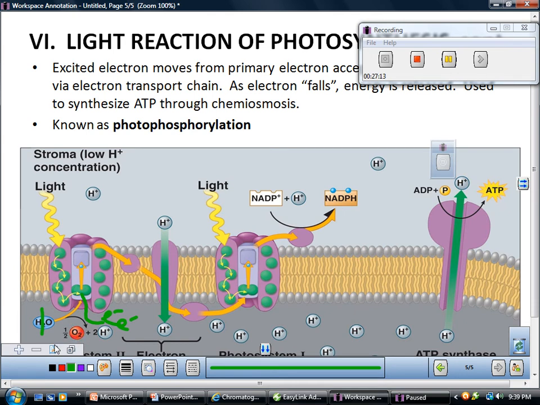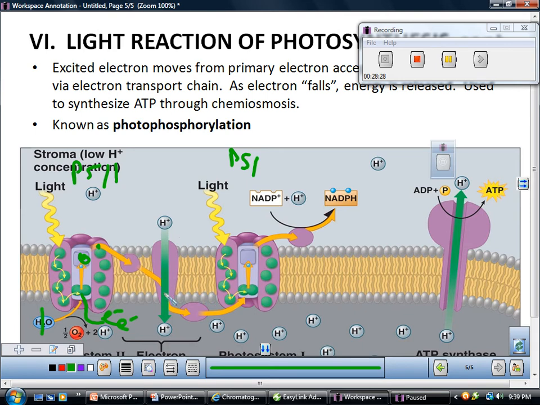Now each photoexcited electron passes from the primary electron acceptor of PS2 to PS1. Here's PS1 over here, and here's PS2. So we have to get that electron to go from here over to PS1. To get there, it has to travel across this middle section that you see, which is an electron transport chain. The components of this are very similar to what we will look at when we study cell respiration, which occurs along the cristae of the mitochondria.